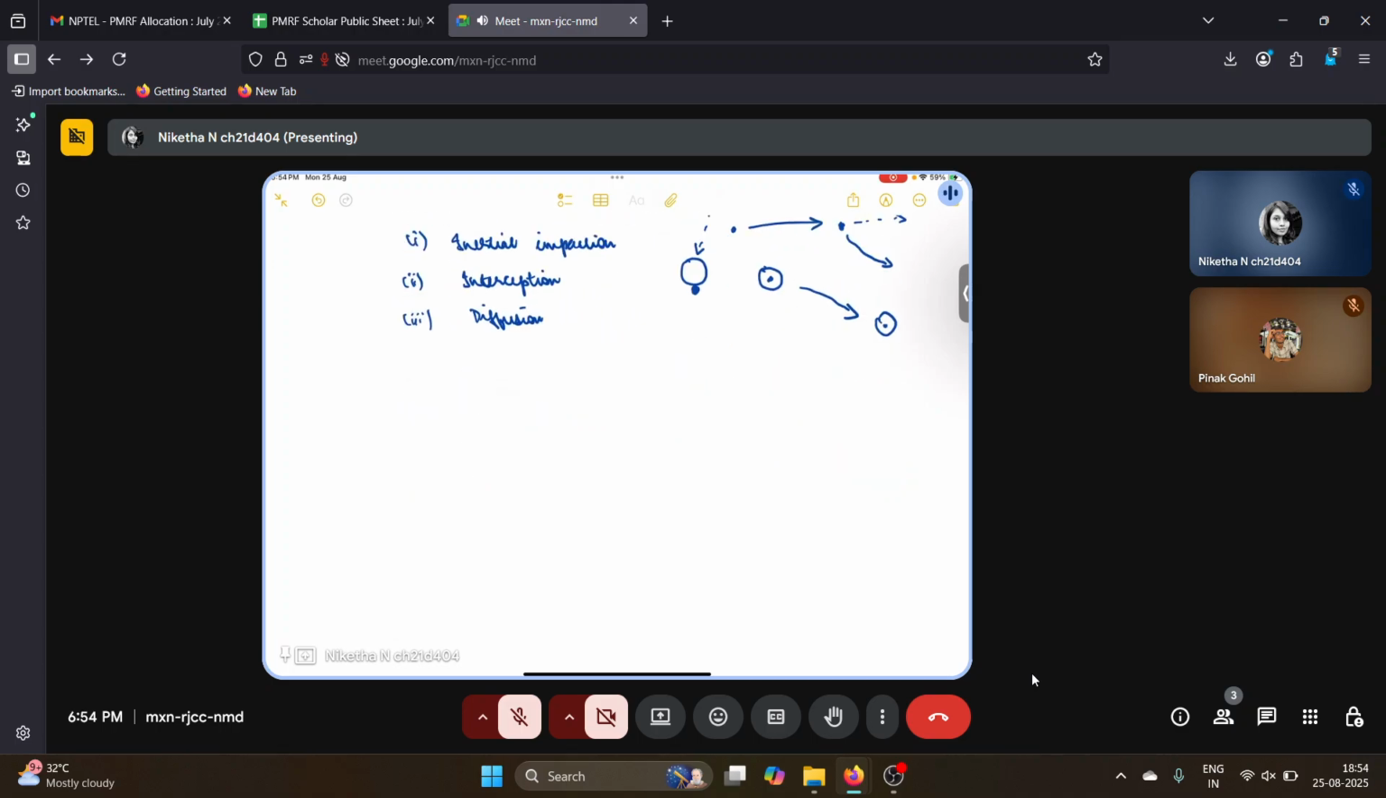And the third is diffusion. Diffusion is where your sprinkler is here, and there are water particles coming down. If the particle of dust is quite small, it tends to move in a random motion. As it moves in a random motion, it tends to diffuse and reach the water particle.